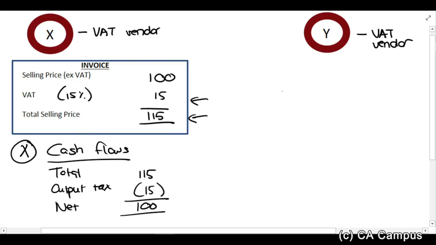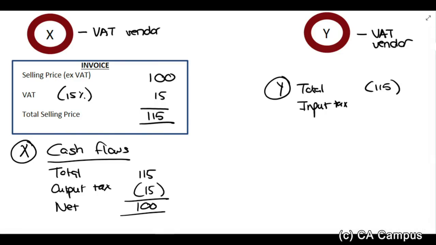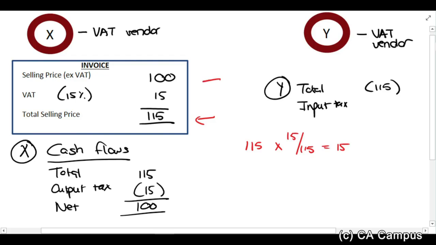That's the net. Here's Y, also cash flow still. The total that they have to spend is 115. They can now claim input tax. Now, important. How do you know what the input tax amount is? When you've studied, you would have seen that we do this calculation: 115, which is the amount including VAT, times 15 over 115. That gives us 15. Or sometimes they'll give you the 100 rands, which is the amount excluding VAT, and you have to say times 15%. Either one of these can be asked or given.